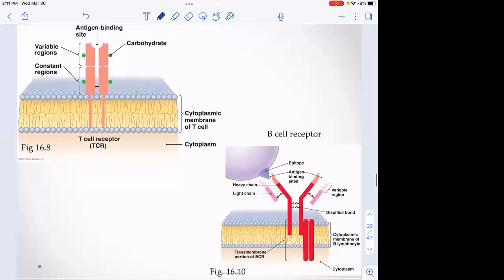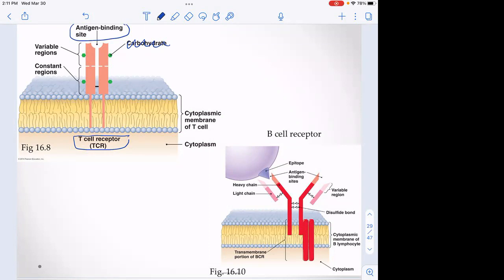All right, so looking at a T cell receptor, I thought it might be helpful to compare a T cell receptor to a B cell receptor. There's some similarities. They both have a transmembrane portion, no heavy and light chains for the T cell receptor, but there is here an antigen binding site at the top. I don't even know why these carbohydrates are labeled. I don't even know what function they have. But there's a variable region and a constant region.